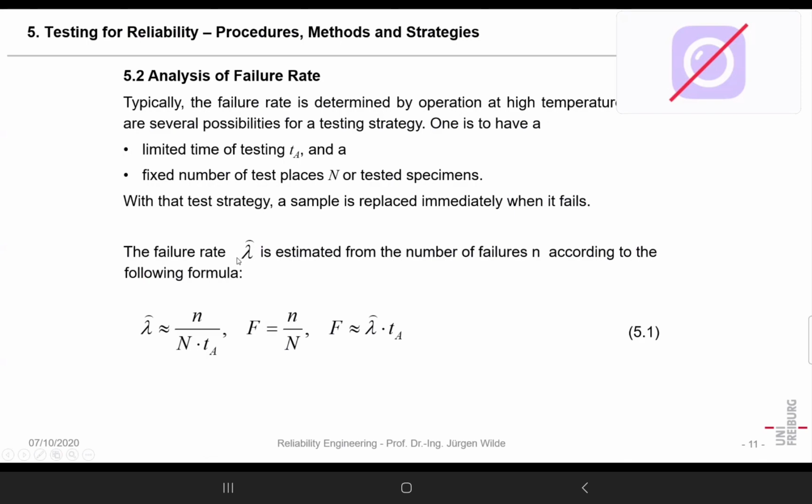Normally, to start with something simple, we look at the failure rate. Failure rate is a probability change per time. It is the probability of failure per time, but as it is a probability, it's a relative value related to the devices existing at that time.